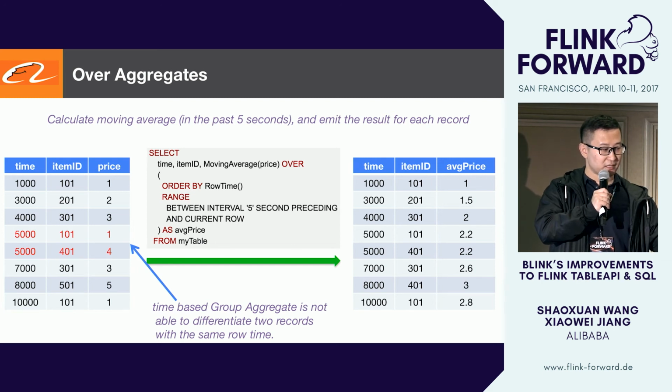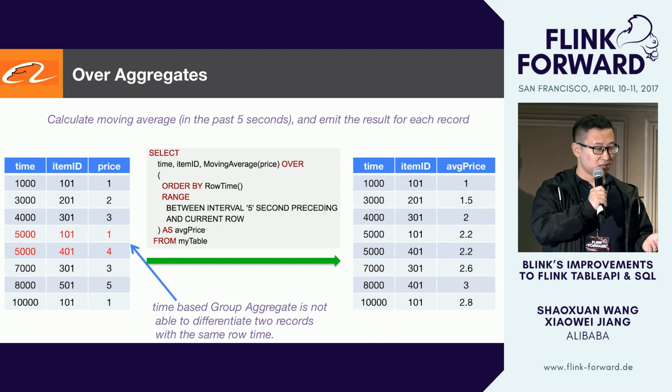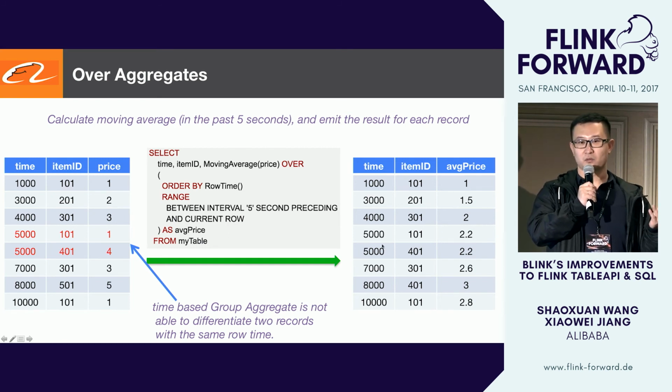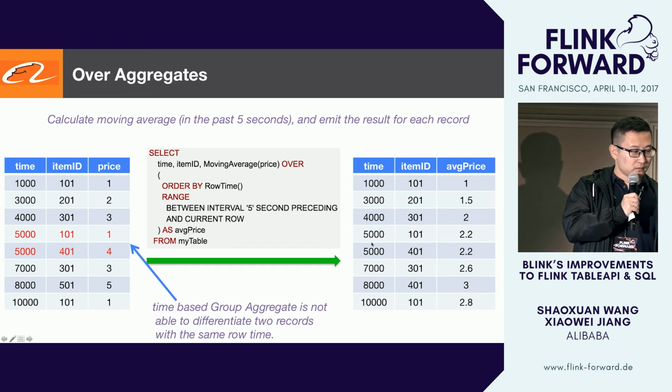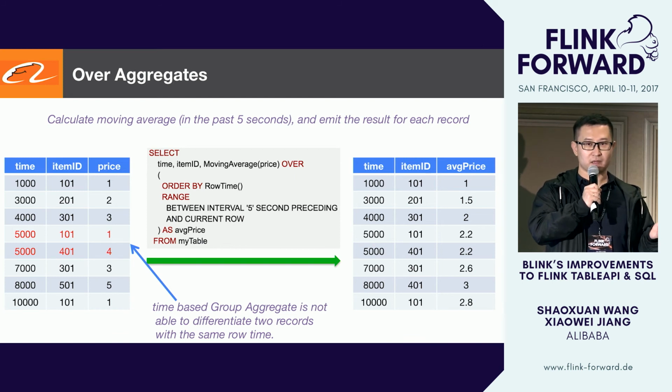output for each line. For instance, in this case, you have 2 records at 5,000 milliseconds. If you're using a grouping window, you cannot get 2, you can only get 1. But the over can ensure you always get 1 result per row. Okay, so group and over aggregate together, so there's a grouping method.